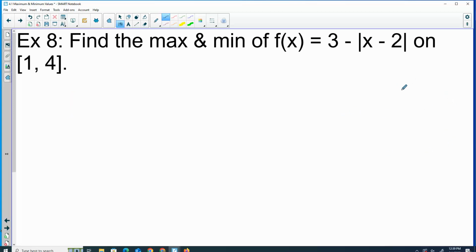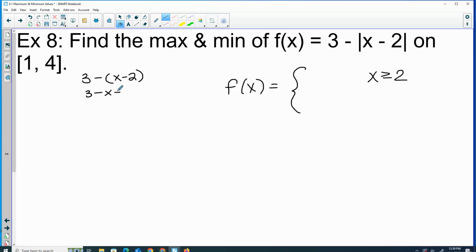So, we know if it's an absolute value, we have to rewrite it without the absolute value, right? So first we need the function without the absolute value. If I put in a number greater than 2, then the absolute value doesn't change it, correct? So it would just be x minus 2. So if you distribute that negative, negative x plus 2. So can we agree this is 5 minus x when x is greater than 2?